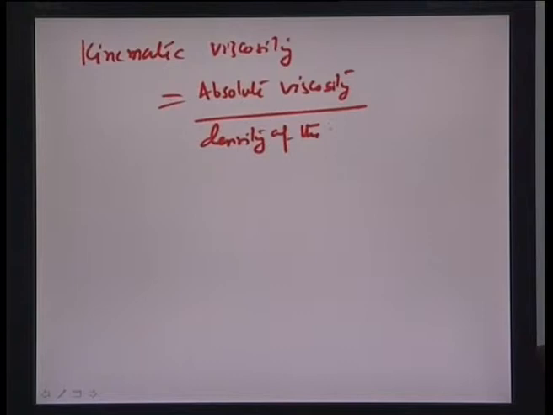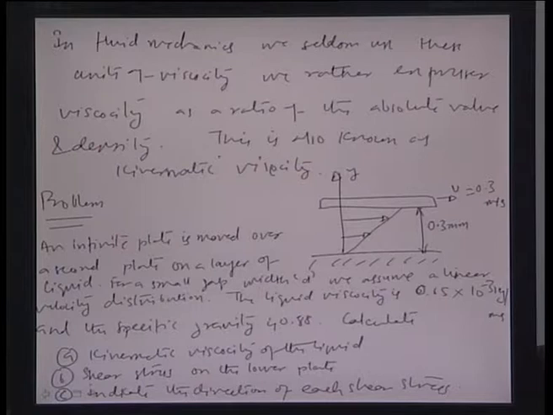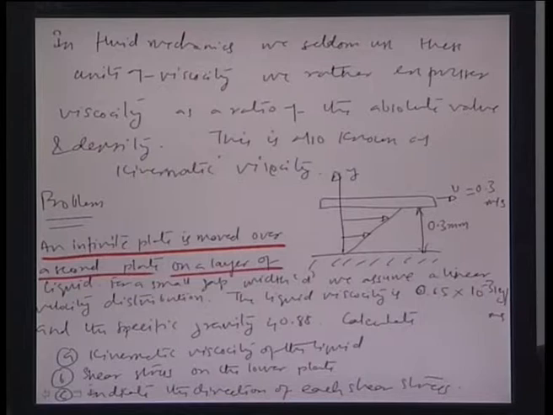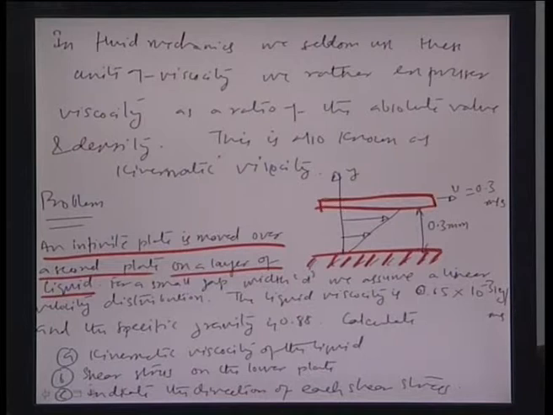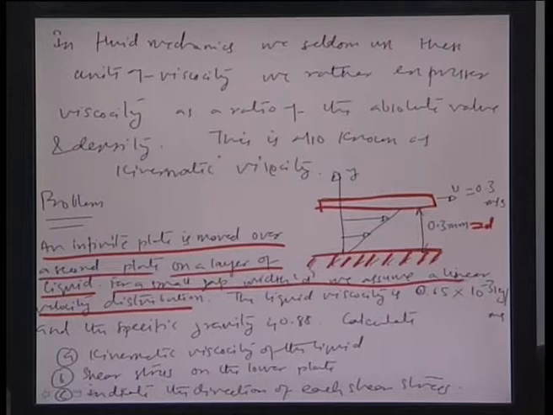So I would like to go ahead and do an example problem, okay? As you can see here, there is an infinite plate, as I just showed, which is moved over a second plate, which is fixed, on a layer of liquid, okay? So this is the semi-infinite plate, infinite in the z direction, and it is moved over this fixed plate here. For a small gap of width d equal to 0.3 mm, we assume a linear velocity distribution, okay? So the velocity varies from 0 here, the point of no slip, all the way up to v equal to 0.3 meters per second, which is the maximum velocity of the plate. The fluid adjacent to this plate would move at the same velocity because there is another zone of no slip here, okay? And so there is a relative velocity between the point at the top and the point at the fixed plate surface at the bottom.